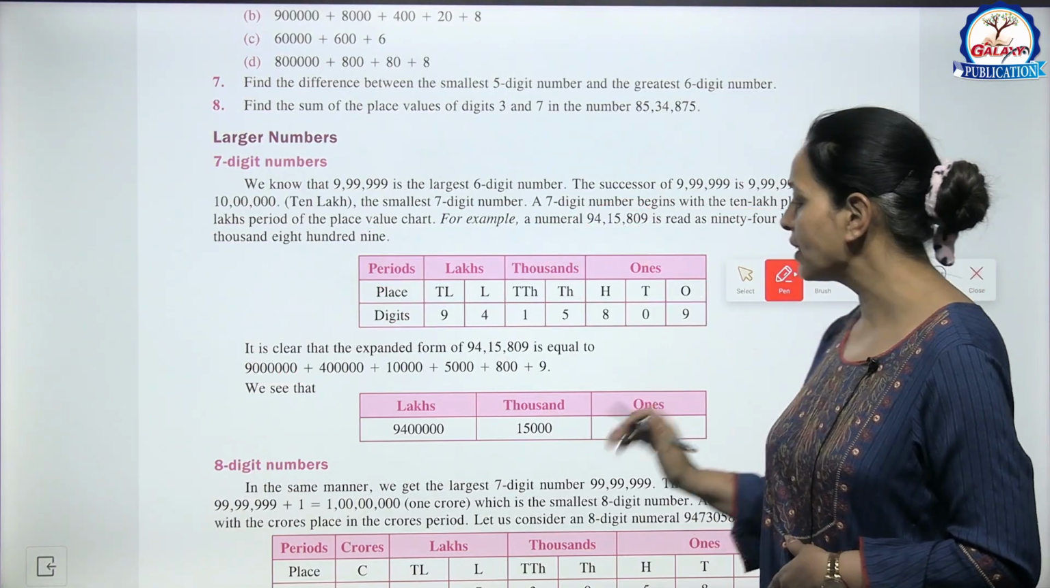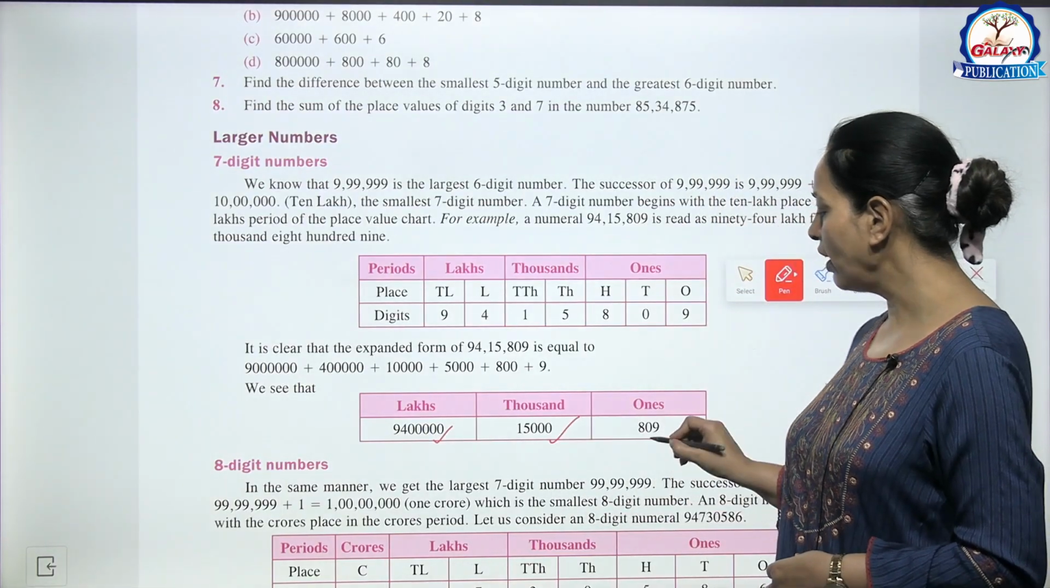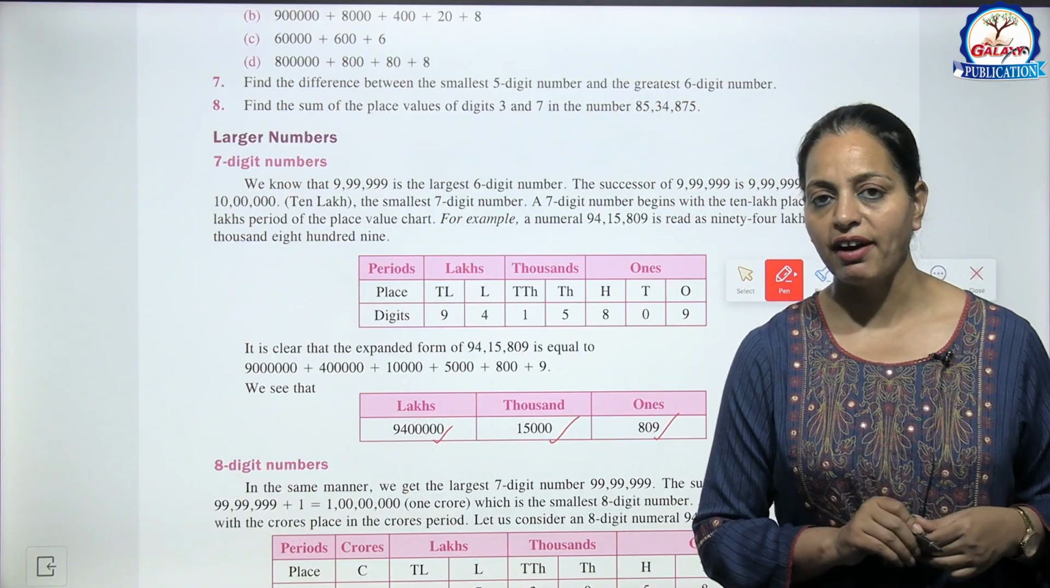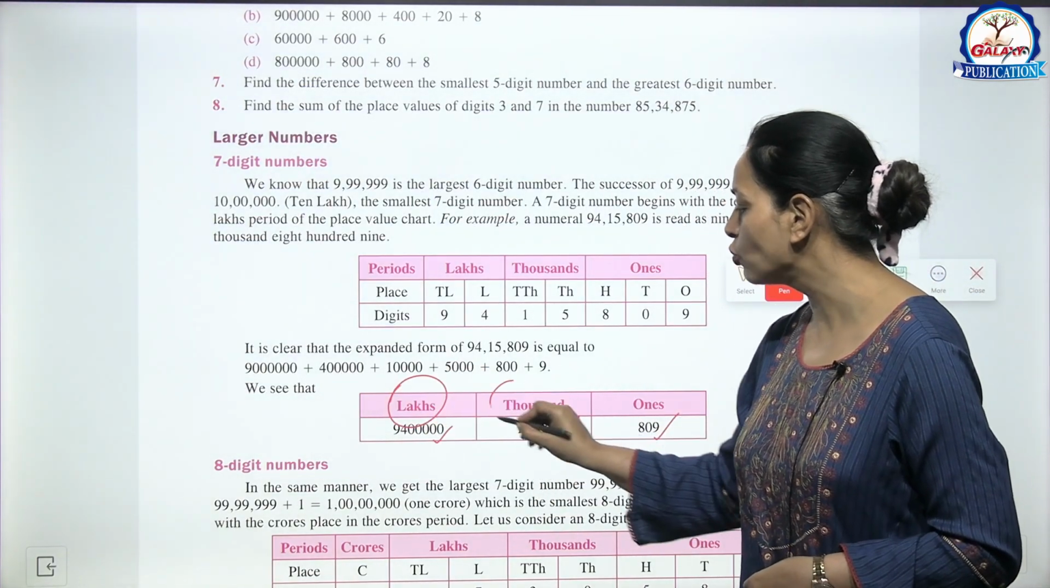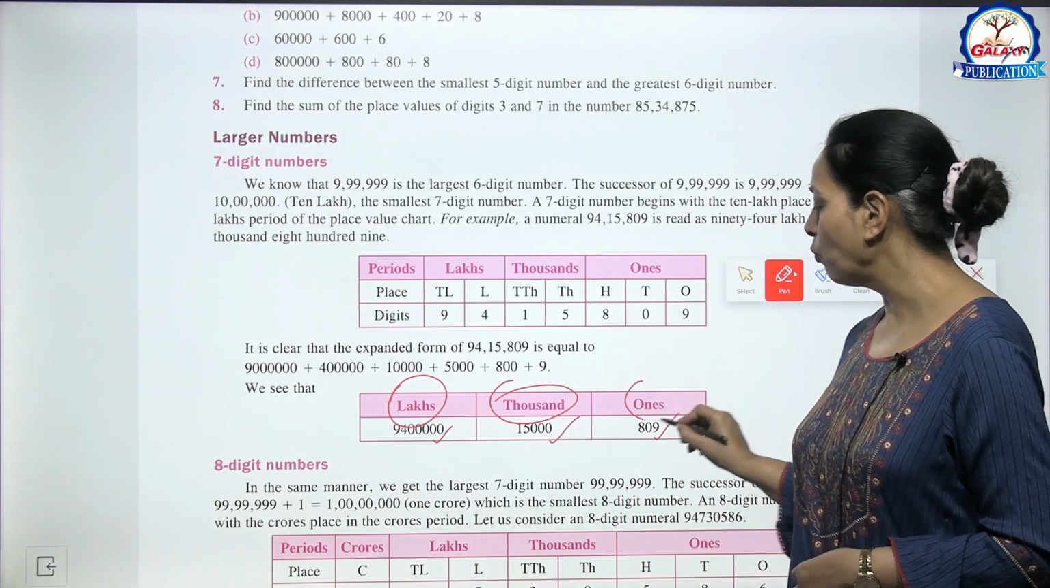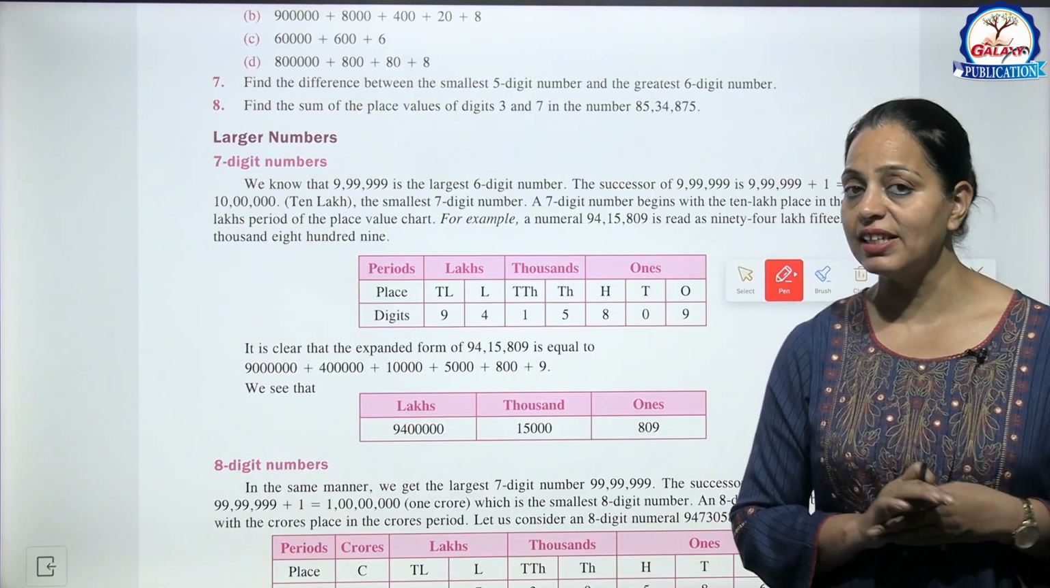And what do we have here? 94 lakhs and 15,000 and 809. Okay, in lakhs, 94 lakhs, in thousands, 15,000 and in ones, 809. I hope this is clear to you.